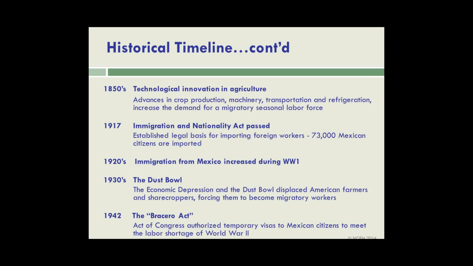When crop prices plummeted and the need for cheap labor intensified, this was from 1917 to the 1920s. In the 1930s, a new group of laborers were added. The economic depression of the 1930s and the Dust Bowl displaced American farmers and sharecroppers, forcing them to become migratory workers and join the already existing Mexican and other non-white laborers.